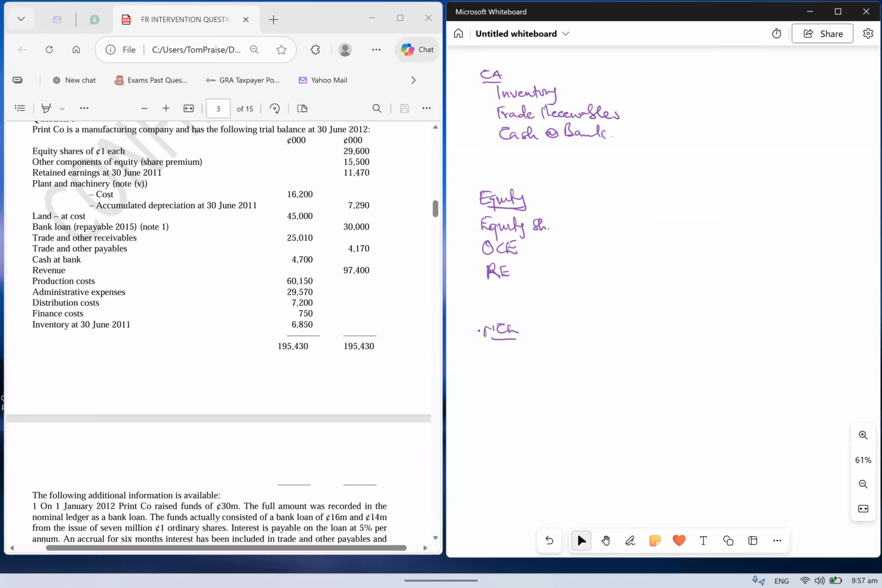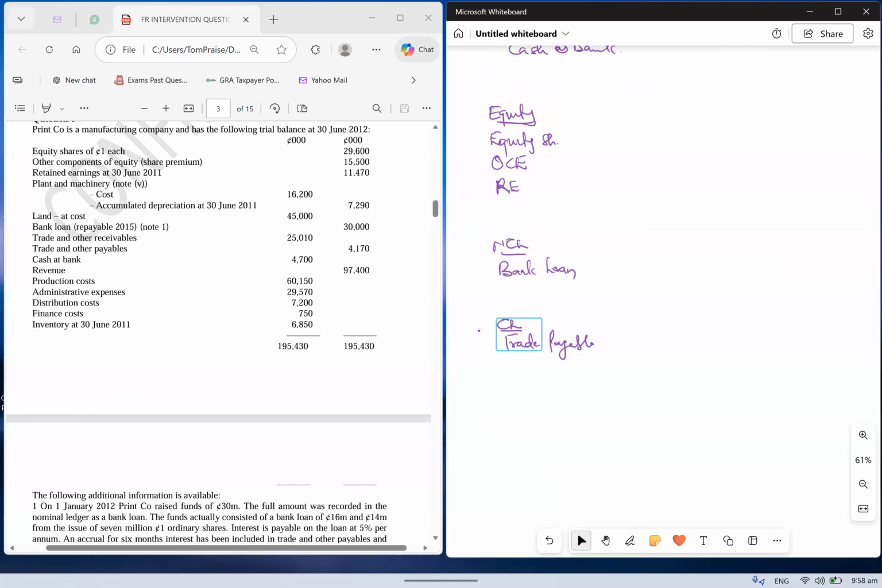The NCL, what do you have? You have loan notes, bank loan, repayable in 2015. So you have bank loan. Leave 2 spaces. There can be something else like the deferred tax or something. Come to your CL. We know CL starts with trade payables. All right, so you set it up. And current tax.